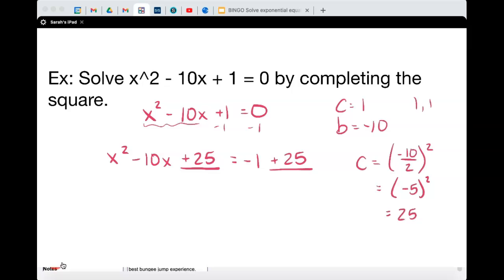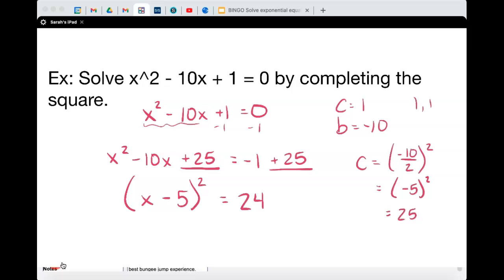So how does this thing factor? It should be minus because it's negative 10. It should be x minus 5 squared. We square root the first term, x, and square root 25, which is 5. It's minus because of the minus 10 part. And then on the right side, we have negative 1 plus 25, which is 24. Yeah. Okay, so this whole process was completing the square.